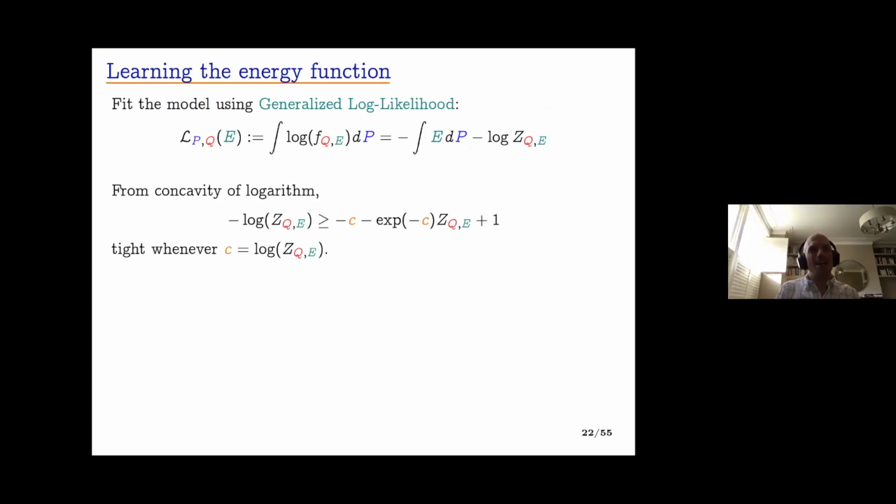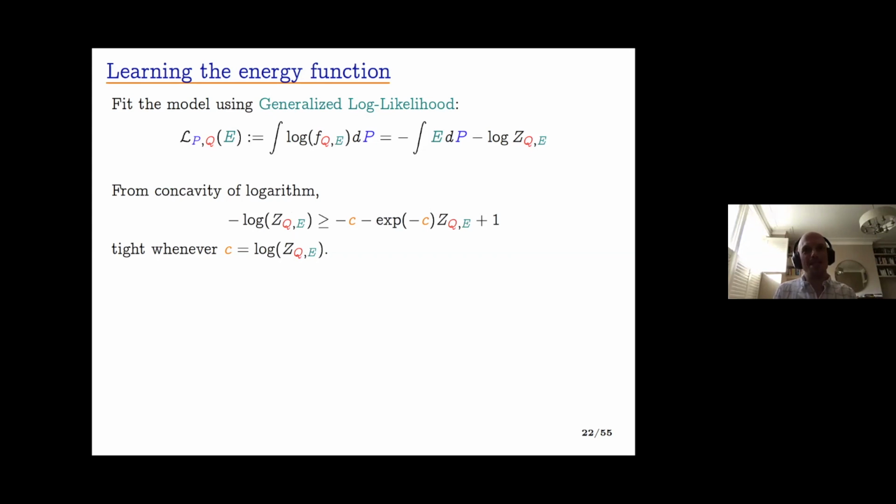Okay, so what we're going to do is we're going to exploit the concavity of the logarithm. So the negative log is always greater than or equal to minus C minus e to the minus C times Z, where Z is the argument of the log. So this is just using the tangent of the logarithm at Z, QE, which is the log partition function. And obviously, this lower bound becomes tight when C is equal to log of Z.